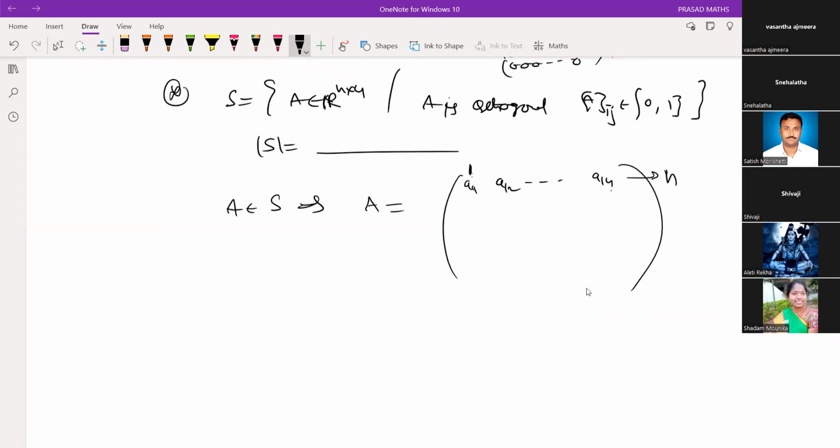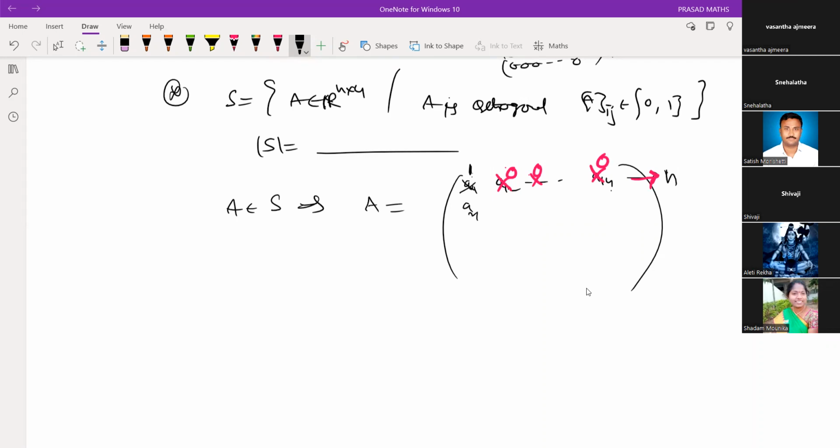Now the remaining entries. What are the remaining entries? Suppose I filled this entry as 1. What are the remaining entries? Zeros. This is 0, this is 0, this is 0. First row can be filled by n ways. Yes or no?